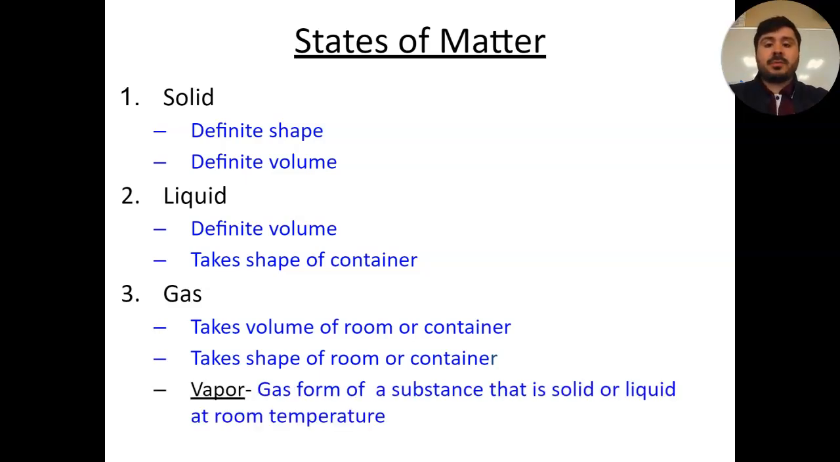Vapor is a form of gas from a substance that is solid or liquid at room temperature. So vapors are a little bit different than gases, in that they are essentially gases that form from a substance that is either a solid or liquid at room temperature, okay? So they're still under that same realm of being a gas, but they're just defined somewhat differently as a vapor as opposed to a true gas.